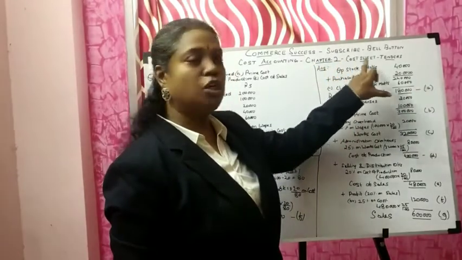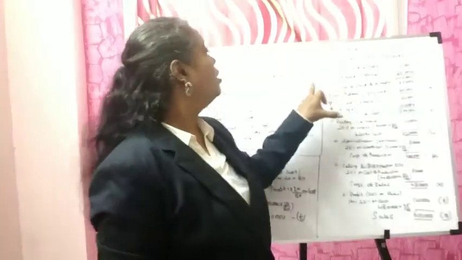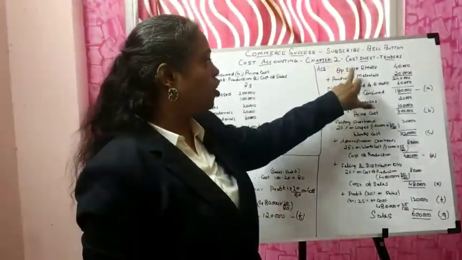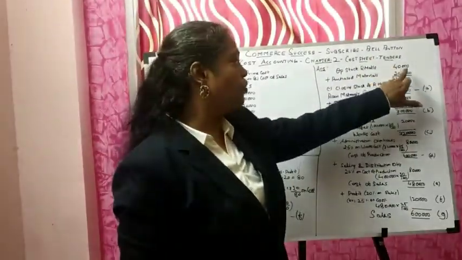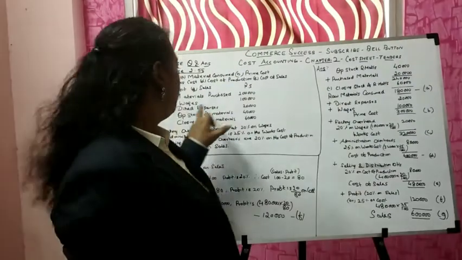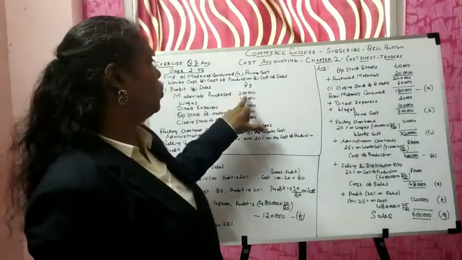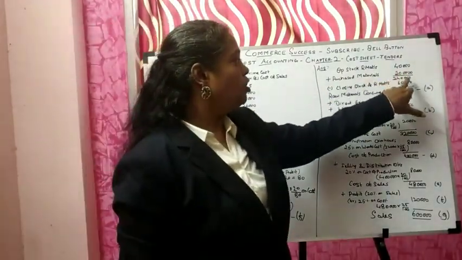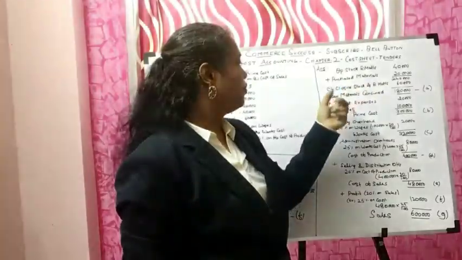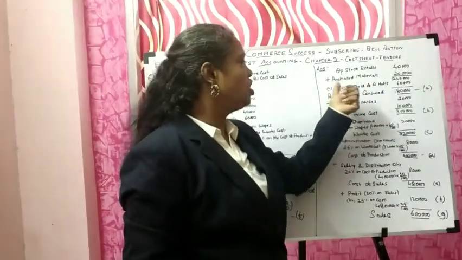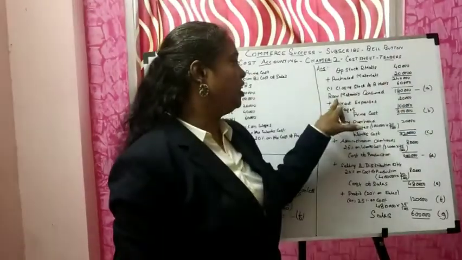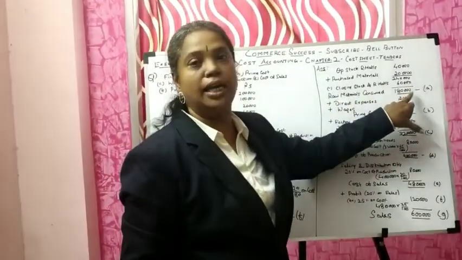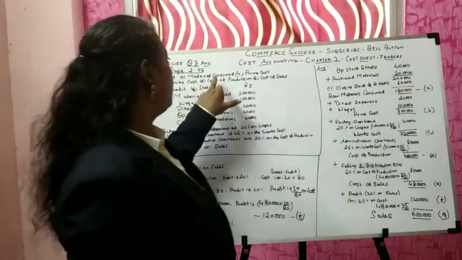This is a statement of the cost sheet and profit. First is the particulars column and then another column. We start with opening stock of raw materials 40,000. Then purchased materials is 2 lakhs. Add both, you will get 2,40,000. Then you minus the closing stock of the raw materials, that is 60,000. So you get the raw material consumed 1,80,000. So that is your first answer.